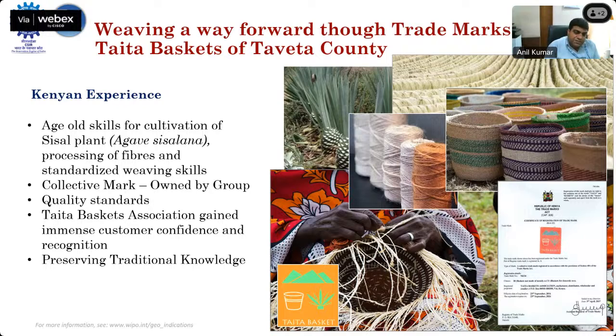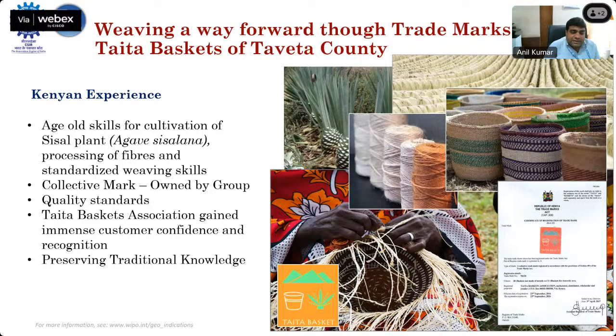So the whole challenge before this community was to get a brand for these baskets, so that they can be identified differently and distinguished from similar goods in the market. So WIPO, with some funds from Japan, worked on the problem, and they got this mark registered as a collective mark. If you see this orange mark wherein Taita Basket is written, it's a collective mark which is owned by a group of people, an association which is responsible for the benefit of the weavers.